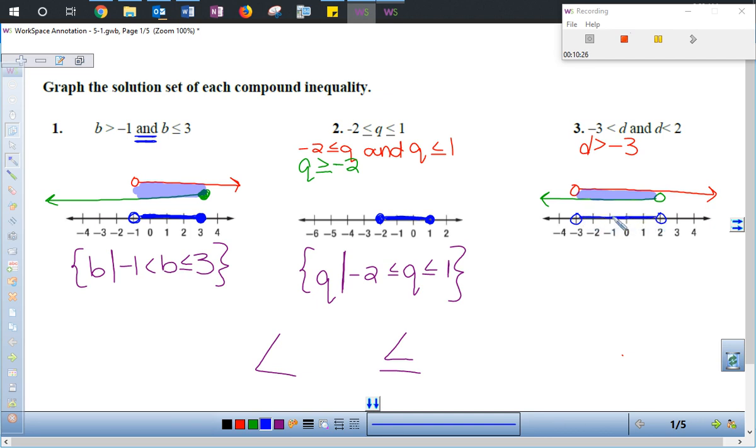Now, the helper graphs, don't get used to just going ahead and graphing on the number line. The helper graphs are very important. I grade for those. Now we just write our answer in set builder notation.